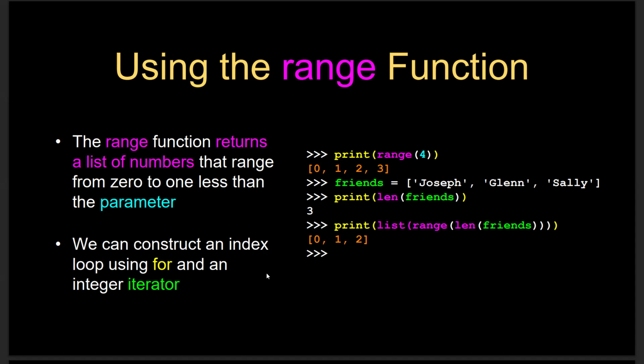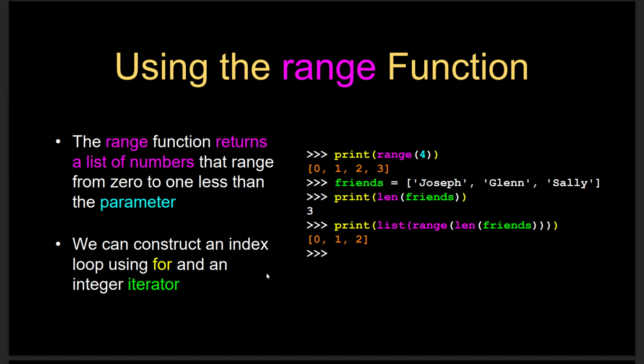So see the definition here. The range function returns a list of numbers that range from 0 to 1 less than the parameter. It means this range function will return all the numbers from 0 up to the length of the list minus 1. It will return those list of numbers.